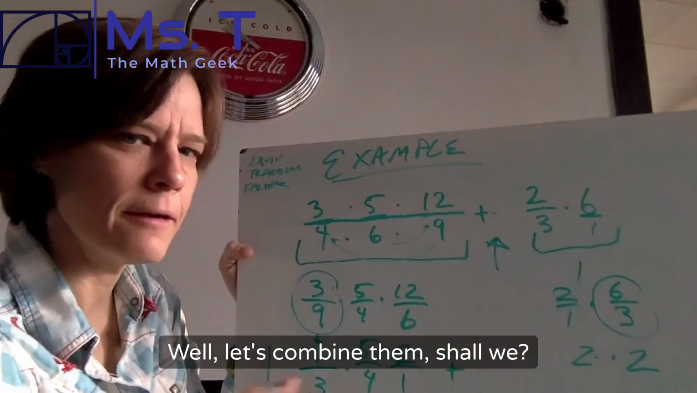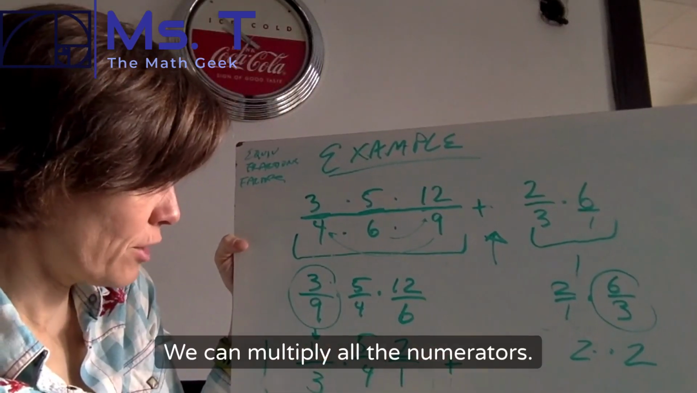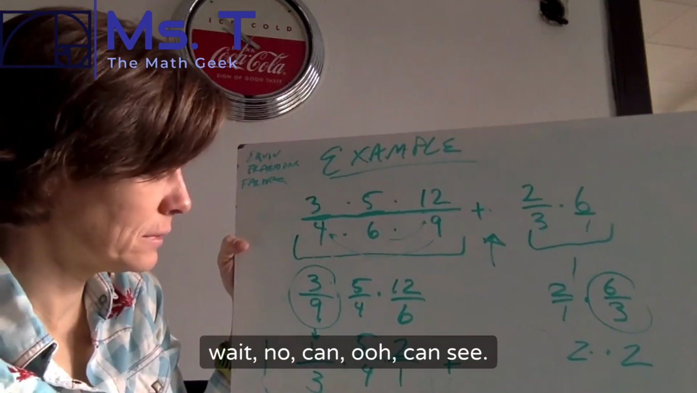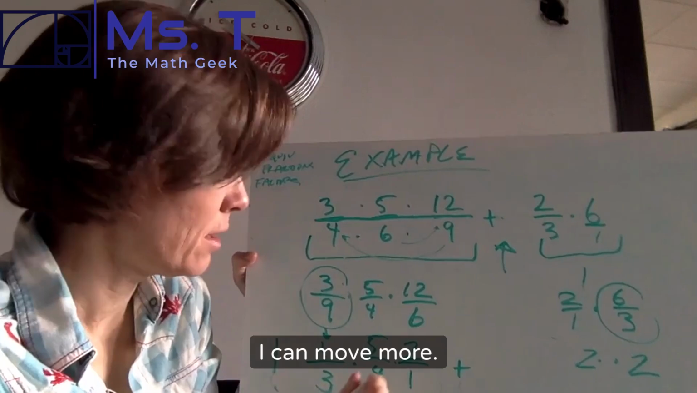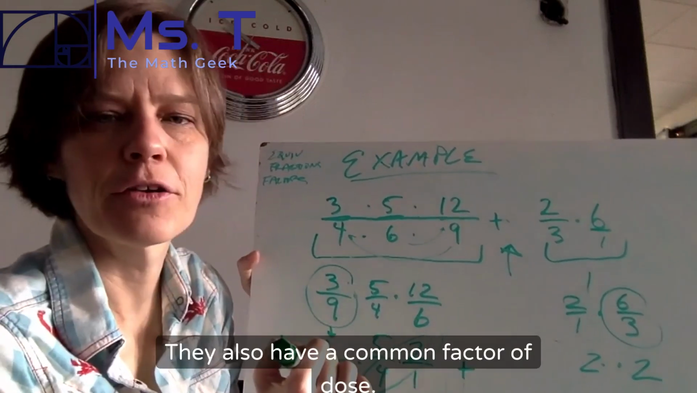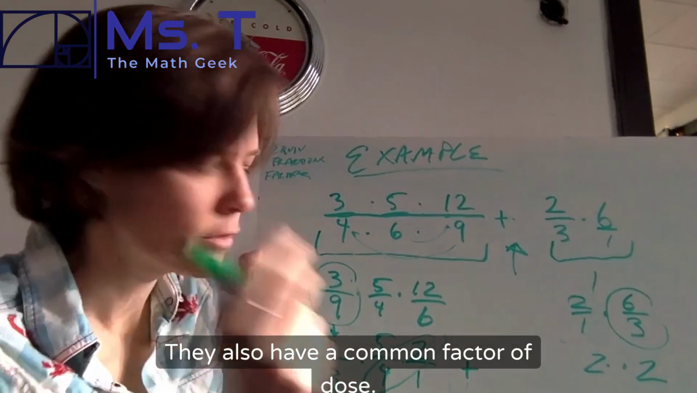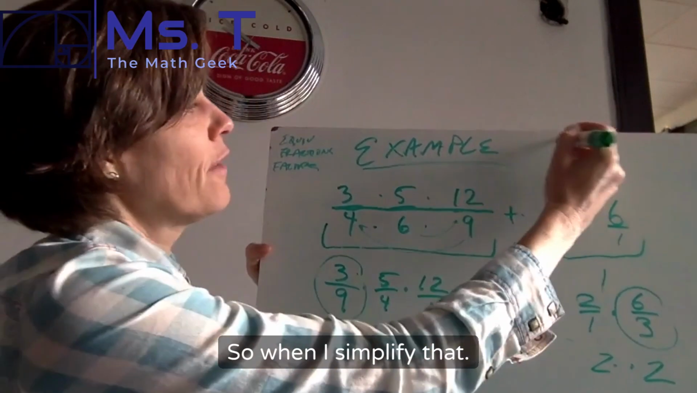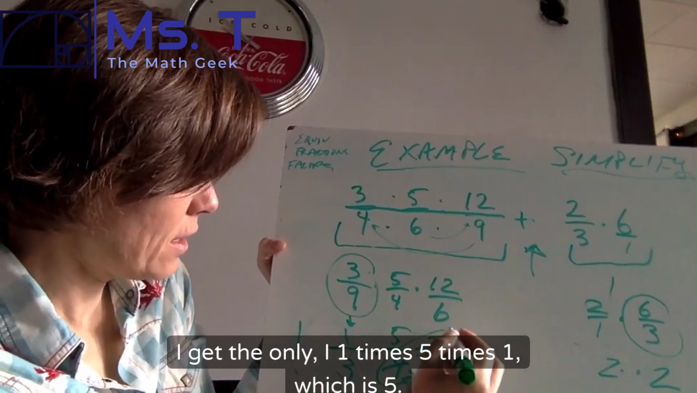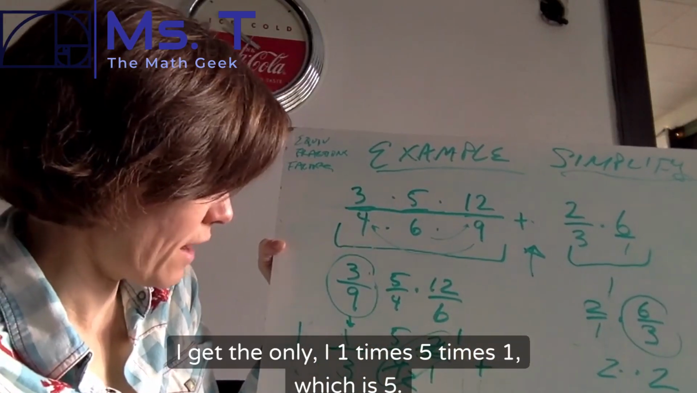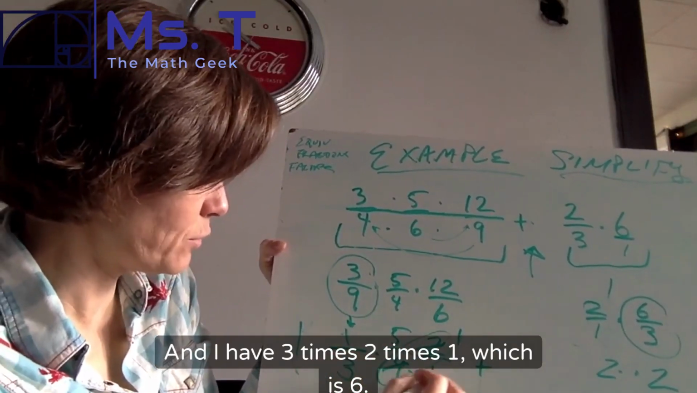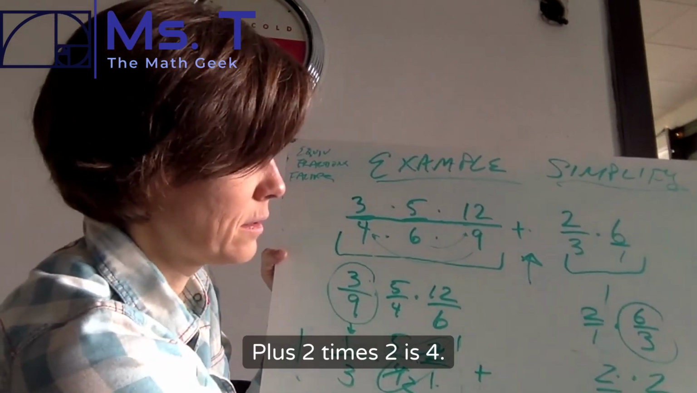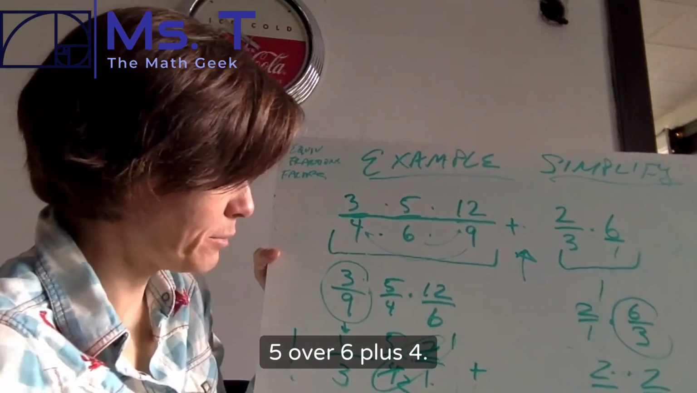Well, let's combine them, shall we? We can multiply all the numerators. This becomes 10. Oh, wait, no, I can move more. Do you see these? They also have a common factor of 2. So that becomes 1, and that becomes 2. So when I simplify that, I have 1 times 5 times 1, which is 5. And I have 3 times 2 times 1, which is 6. Plus 2 times 2 is 4. 5 over 6 plus 4.